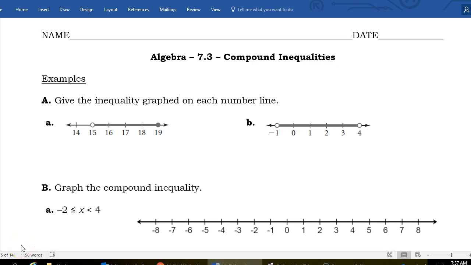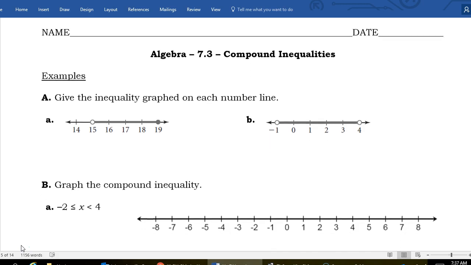This is Algebra Lesson 7.3, Compound Inequalities. First example says, give the inequality graphed on each number line. So a compound inequality is different from the single ones with one variable, because you're going to have a double symbol.